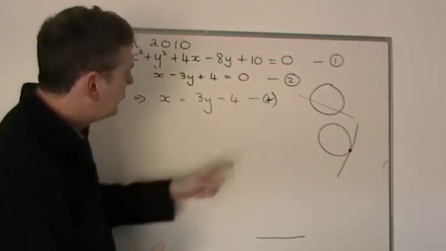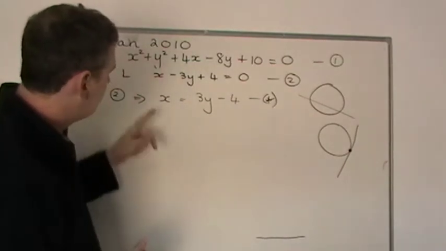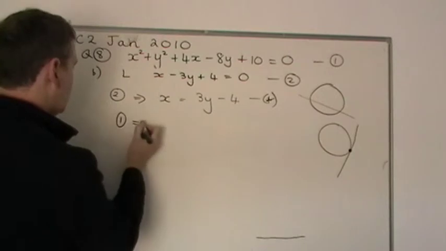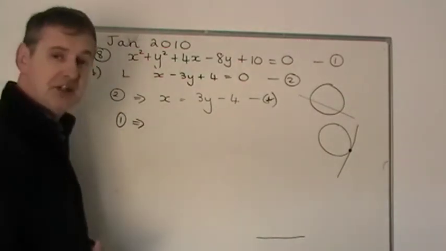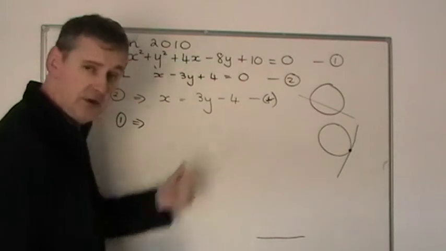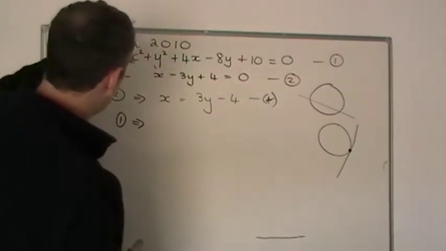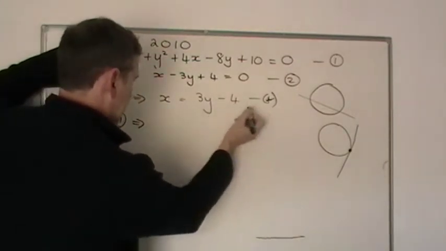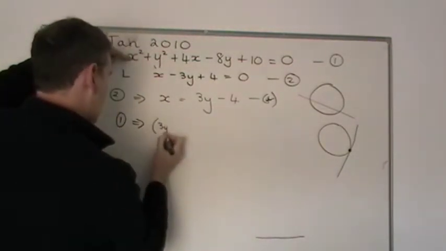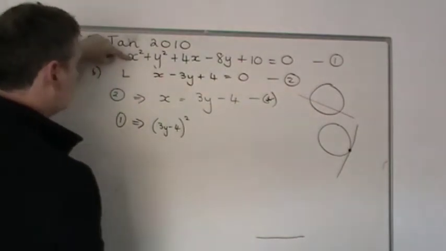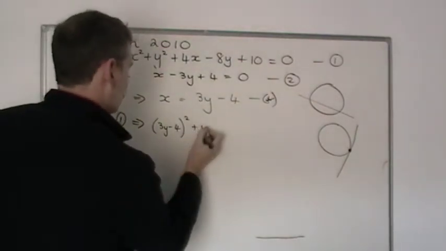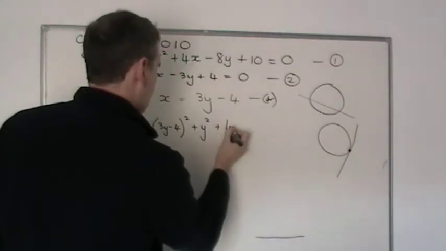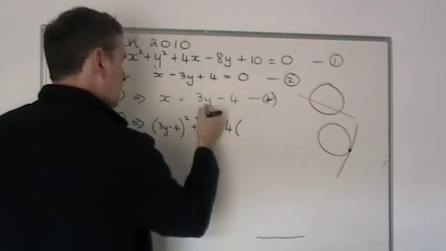And all I'm going to do now is substitute that asterisk line into equation 1, which is the circle equation. So equation 1 now becomes the following. Everywhere I see an x, I change it to 3y minus 4 in equation 1. So instead of x squared, you're going to get (3y minus 4) squared. Plus y squared, leave that alone, don't touch it. Plus 4 lots of x, which is 3y minus 4.